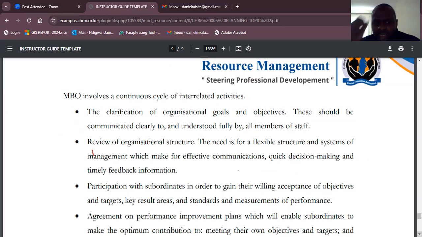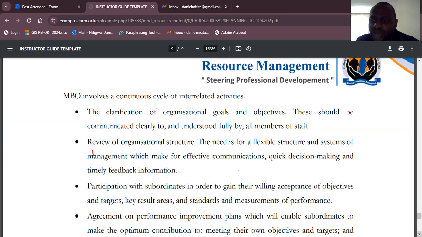Then we have what is called the clarification of organization goals and objectives. For you to be able to achieve all this, you need to be very clear on the goals that you want to achieve. And by clarity, it means you also need to communicate to members so that they know from the onset what is expected of them. Then you also need to review your organization structure.